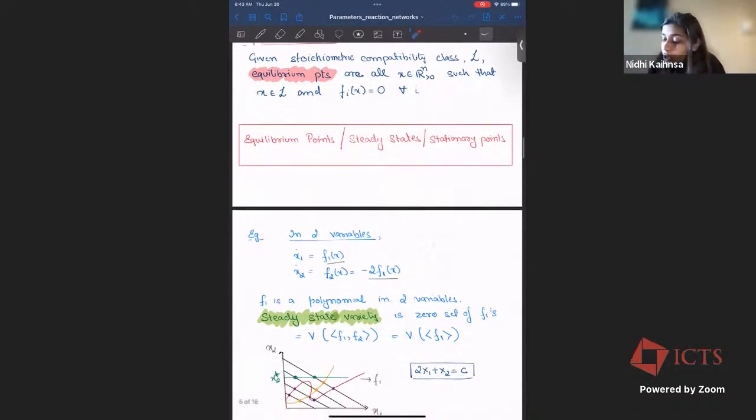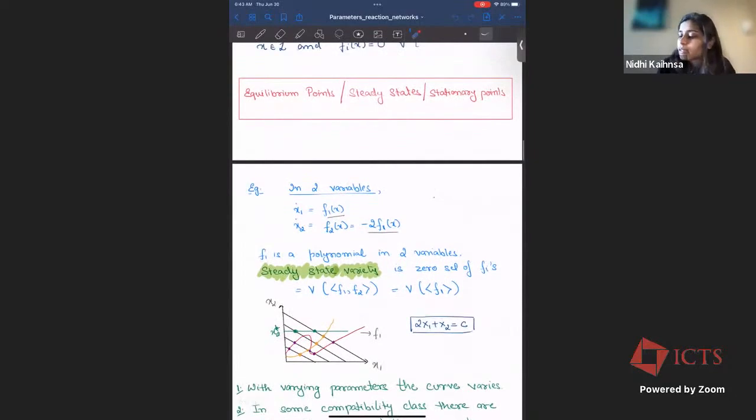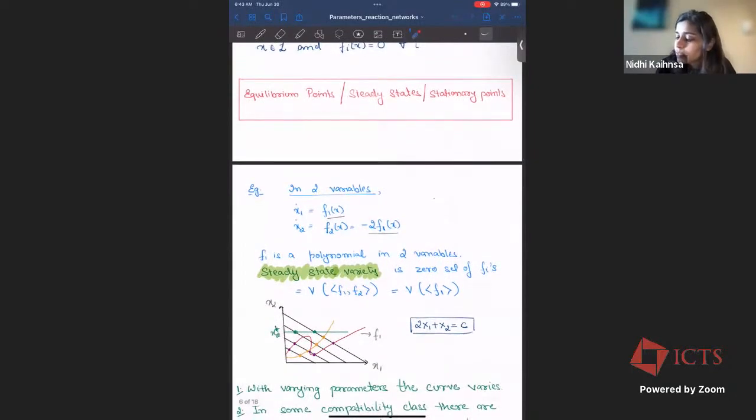So what are my stoichiometric compatibility classes? They are given by this equation with varying c. If I vary c, these are my stoichiometric compatibility classes. I have various planes along which, if I start my dynamics in this compatibility class, my trajectory is going to stay within this class.